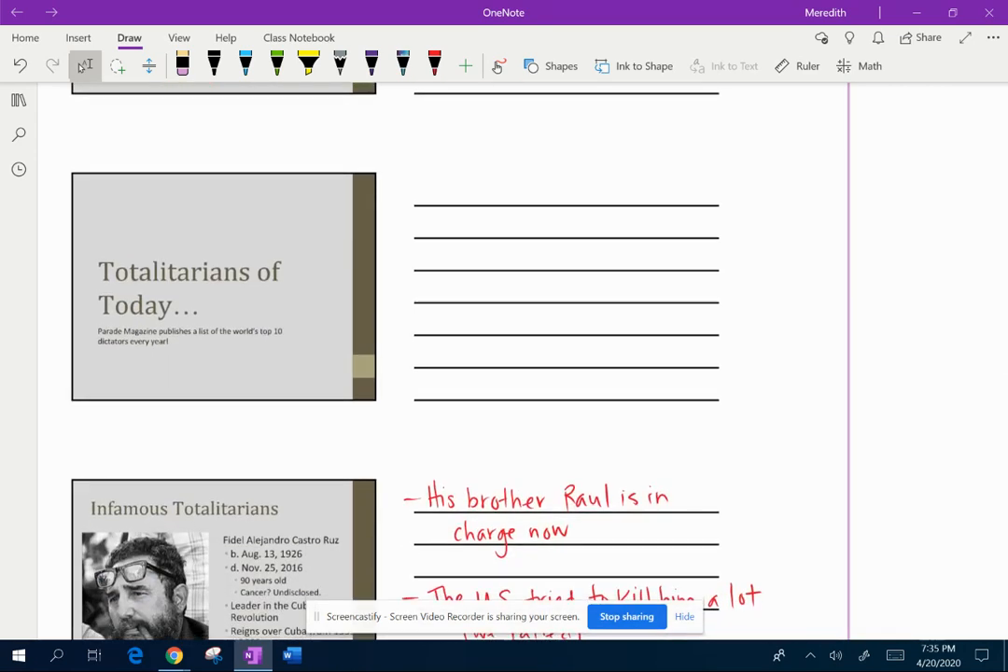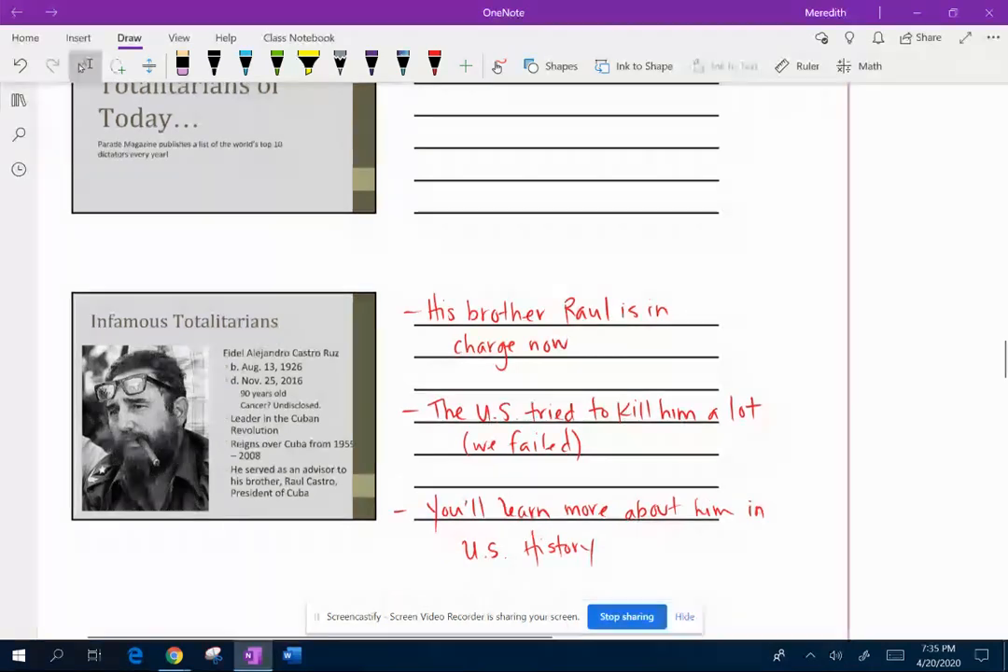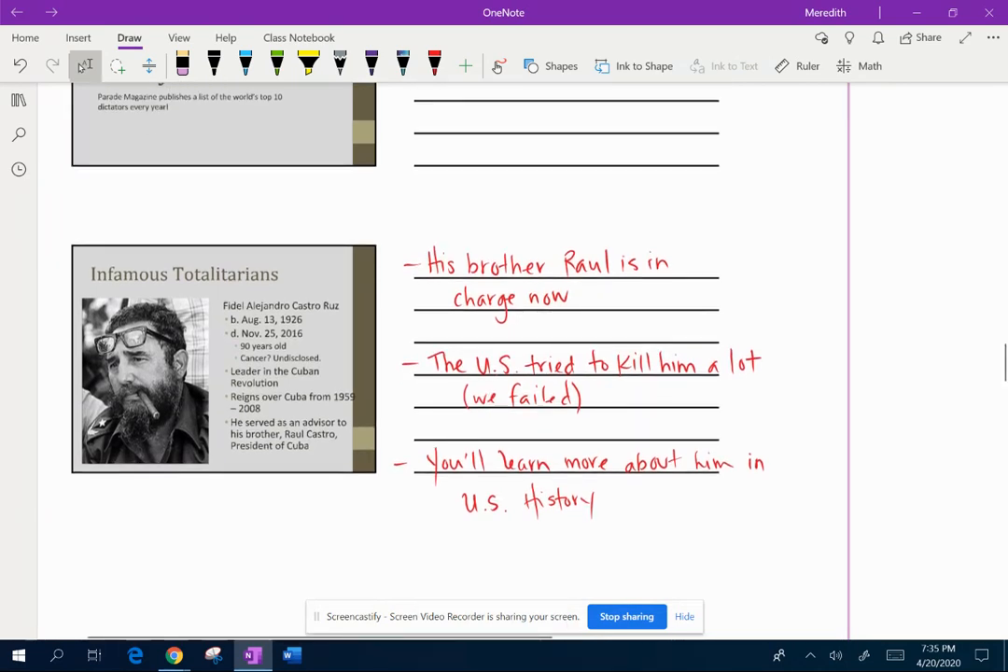So every year Parade Magazine publishes a list of the 10 worst dictators that we've got. So this is obviously very old and all of these guys are dead, but infamous. When we remember what infamous means, it means that you're famous for a bad reason. And so we're just going to go over a couple of really infamous totalitarian dictators that are going to come up not only through our unit of study, but in other classes as well.